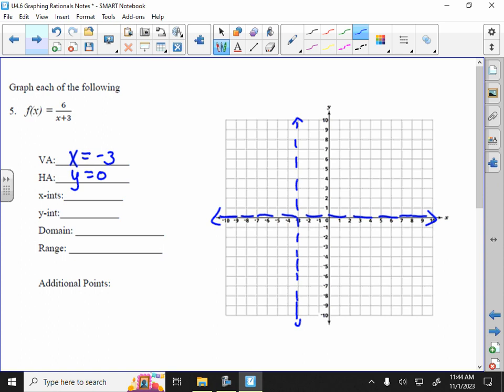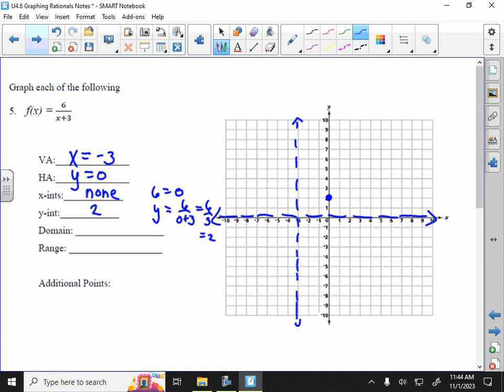All right, x-intercept, we can set the top equal to 0 and solve for x. Well, there's no x to solve, so there is no x-intercept. Y-intercept, replace all the x's with 0. Solve for y. 6 over 3 simplifies to 2. So we can plot that. So positive 2 on the y-axis, right there.